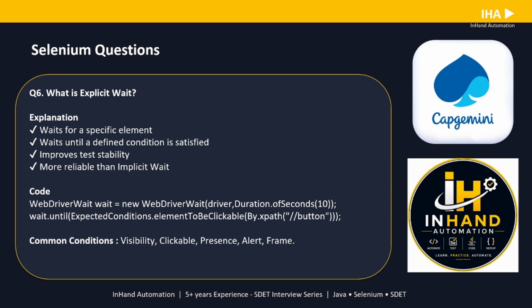You have to write the code snippet in a way like: WebDriverWait wait = new WebDriverWait, then provide the driver instance with the time interval, and then wait.until(ExpectedConditions.elementToBeClickable(by your locator)). So the common conditions here are visibility, clickability, presence, alert, and frames. So that's what the explicit wait is.